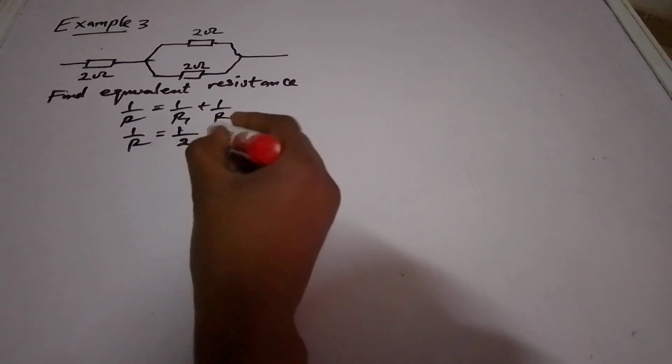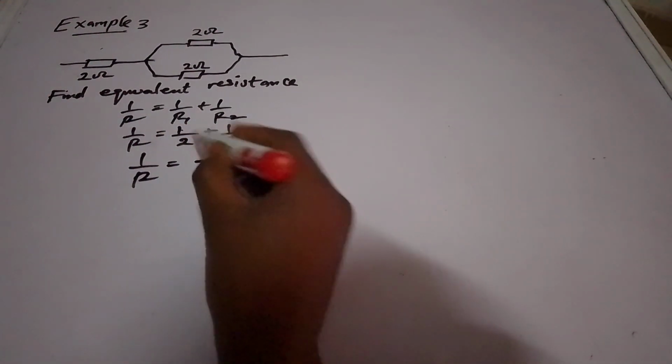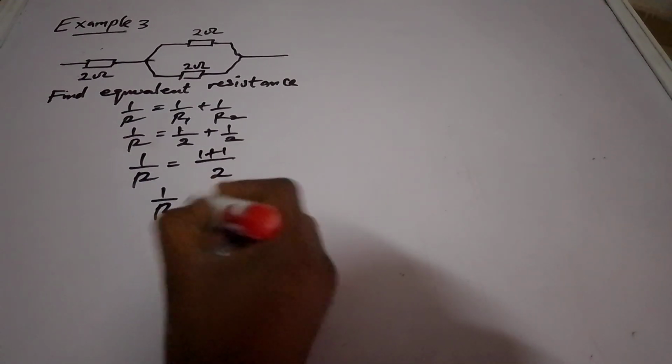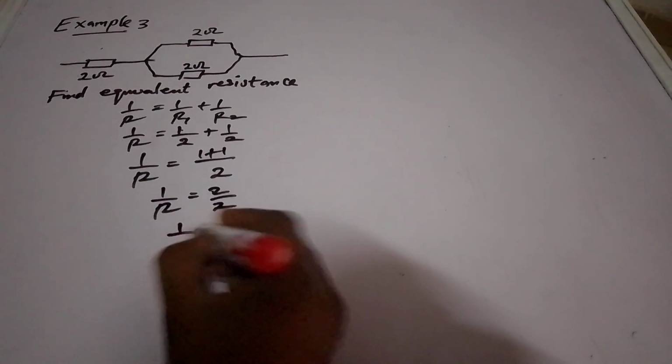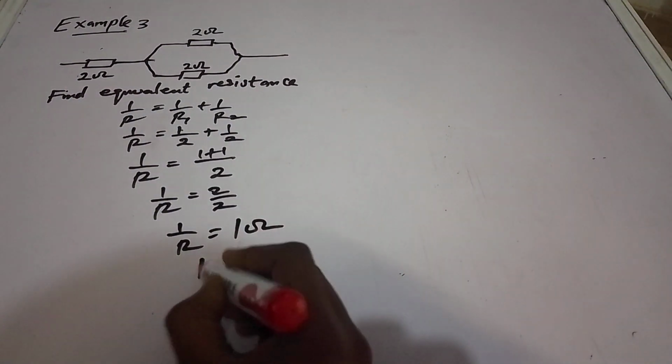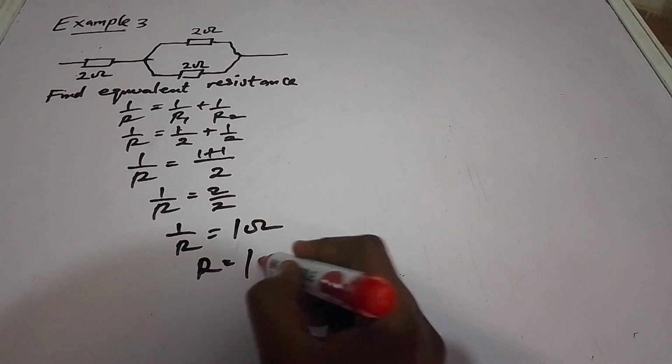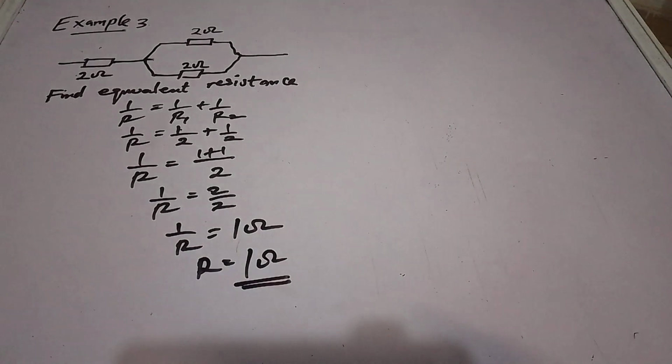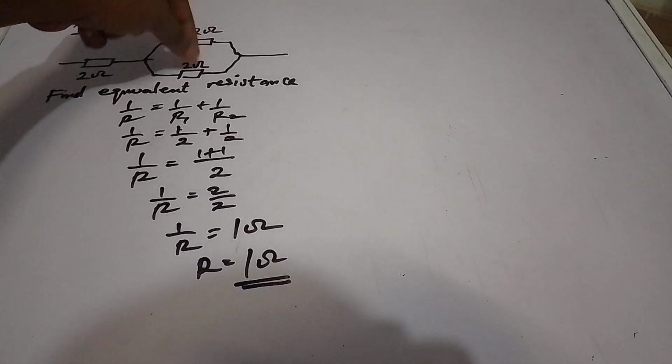Let's add this together. So for this one and this one, we see 1 over R equals 1 over R1 plus 1 over R2. So 1 over R equals 1 over 2 plus 1 over 2. This is the R1, this is R2. So 1 over R is going to be, find LCM is 2, and this is going to be 1 plus 1. So 1 over R is going to be 2 over 2. So 1 over R is 1, that is 2 over 2 is 1. So 1 over R is 1 ohm, and therefore R is also, if I cross multiply, R is 1 ohm, because inverse of 1 is also 1. So in this case, this one has come together to be 1.